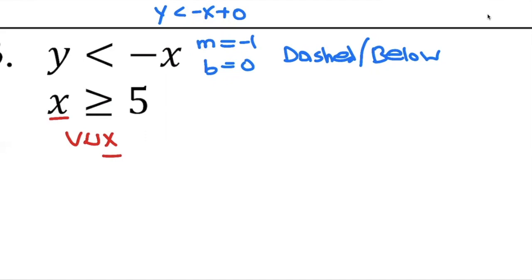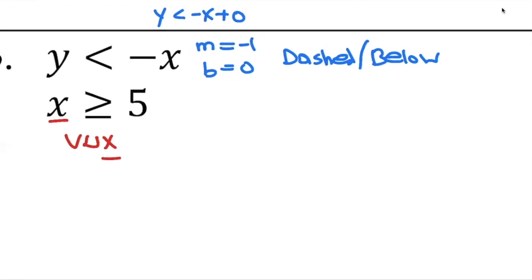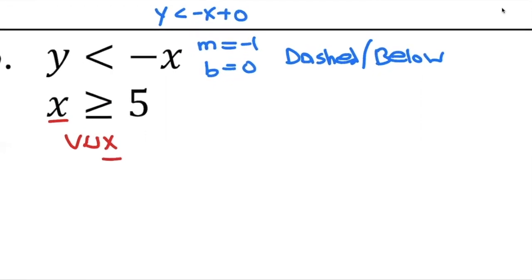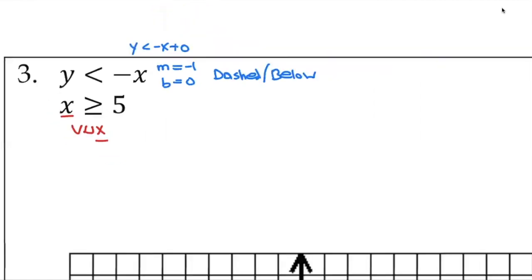Oh my gosh, leave me alone. 20,000 emails. All right, so where was I? Oh yeah, so we have a vertical line at +5.